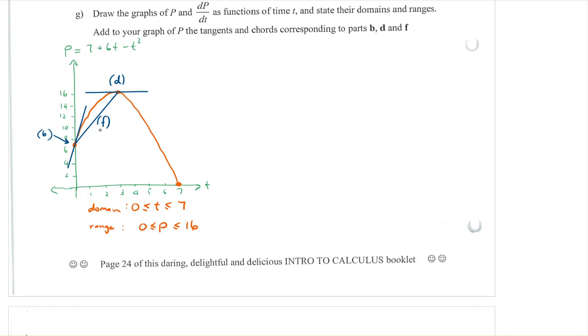We only have to do that for the P graph, but we do need to draw a second graph, which is our derivative. We want to sketch dP over dt. We know the equation was 6 minus 2t. What type of graph is that? Straight line. Good. Very good. It's good to know that from the start. So let's draw up a Cartesian plane.